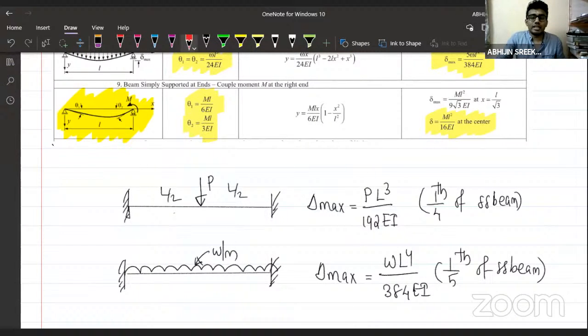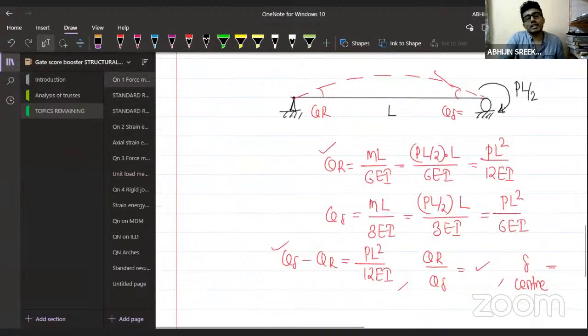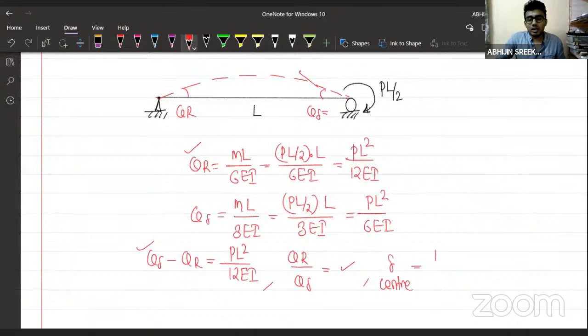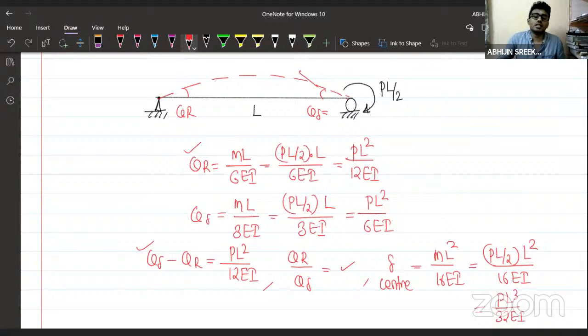The equation for the deflection at the center is ML square divided by 16 EI. Just directly use it here. ML square divided by 16 EI will be the central deflection, not the maximum deflection. So PL by 2 will be the moment, L square divided by 16 EI. What is the answer here? PL cube divided by 32 EI will be the central deflection.